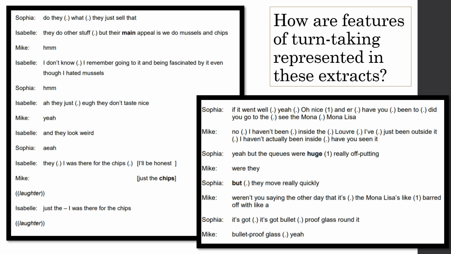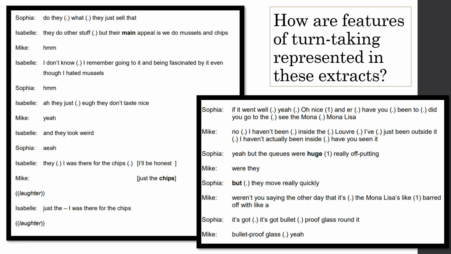Here's two different extracts. Now they have all of the features that we've looked at before in terms of topic control, non-fluency, lexical features and grammatical features, but perhaps particularly we should pause at this point and think about the nature of turn taking in these two extracts. You'll notice that in the first extract, the one on the left, we have a conversation between Sophia, Isabel and Mike, and it's Isabel who is doing the talking.